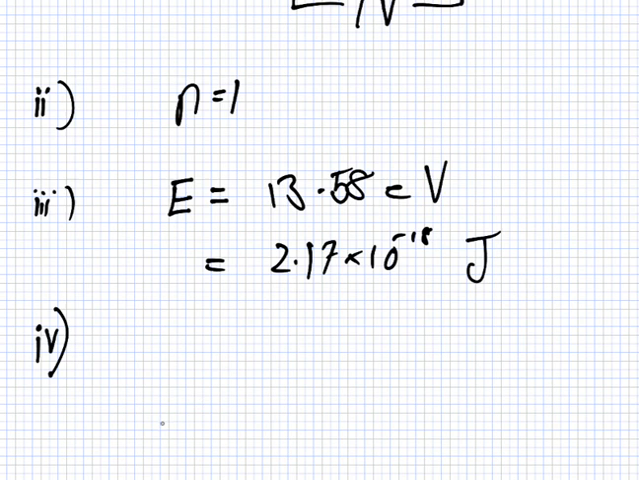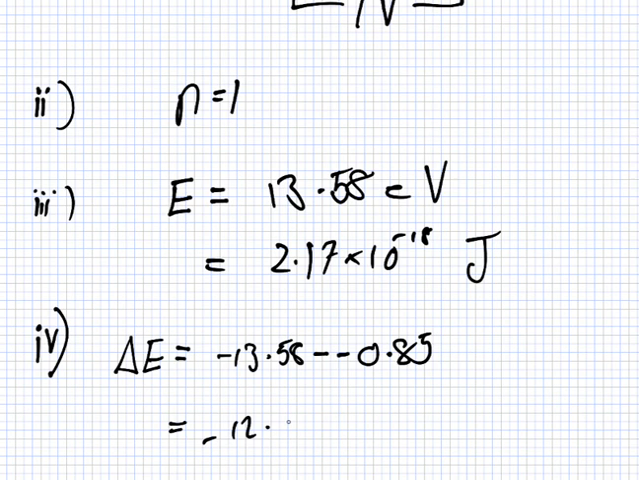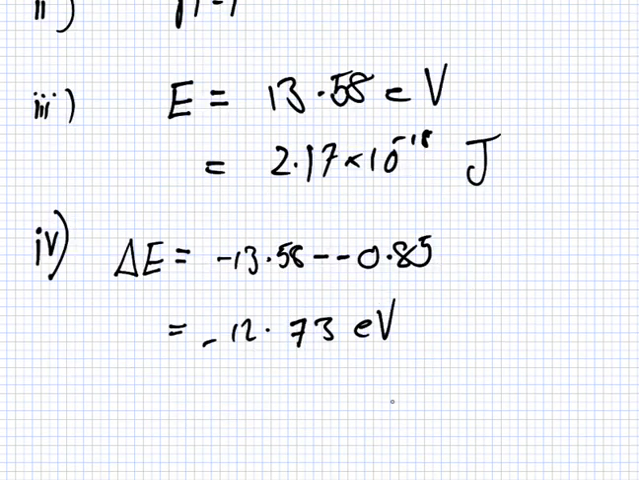If the electron moves from 4 to 1, what's the wavelength of the light? So we first need to calculate the E here. It would be minus 13.58 minus minus 0.85. What's that? Minus 12.72 electron volts. What's that in joules?